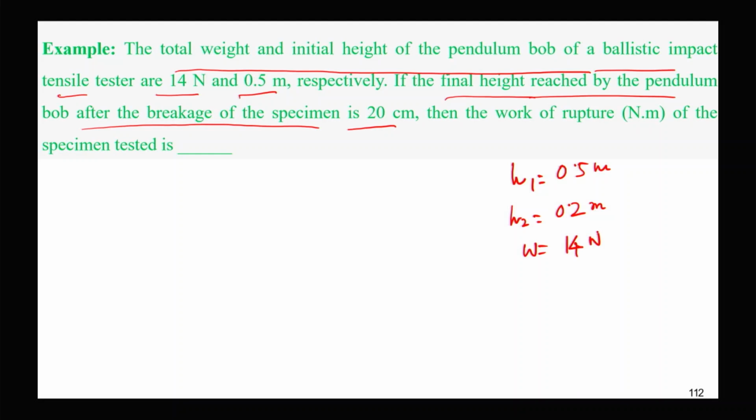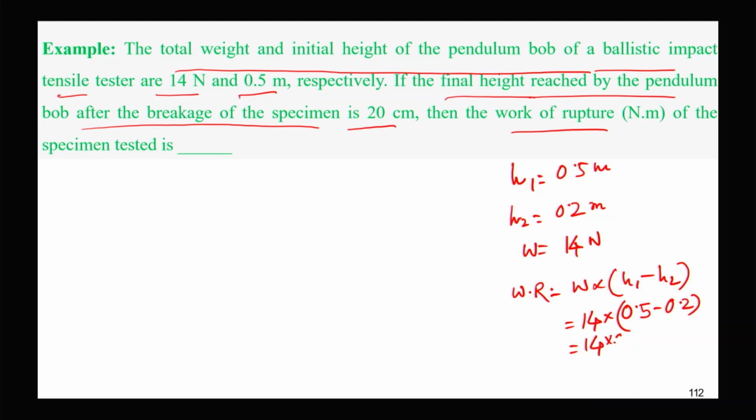So what we have to calculate? The work of rupture. It's simple. The work of rupture will be W multiplied by H1 minus H2. 14 multiplied by 0.5 minus 0.2, 14 multiplied by 0.3 Newton meter. So the value will be 4.2 Newton meter. So in this way we can calculate the work of rupture.